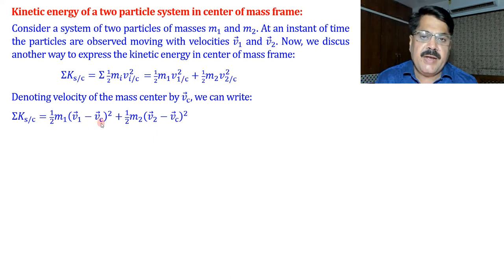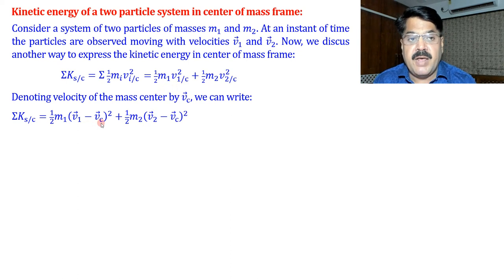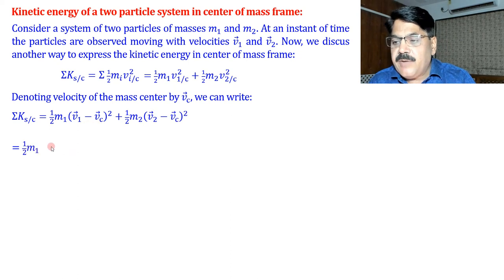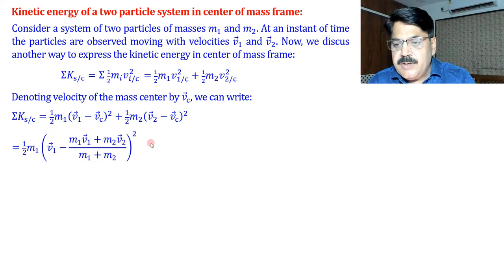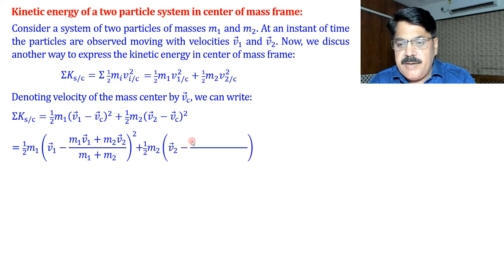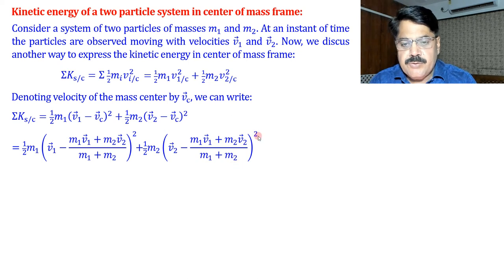Now Vc we can write. If m1 has velocity vector v1 and m2 has velocity vector v2, then Vc will be (m1 v1 plus m2 v2 vector) upon (m1 plus m2). Let us substitute these values for Vc. So what do you get? Half m1 (v1 vector minus (m1 v1 vector plus m2 v2 vector) upon (m1 plus m2)) whole square. Similarly for the second term, half m2 (v2 vector minus (m1 v1 vector plus m2 v2 vector) upon (m1 plus m2)) and whole square of that.